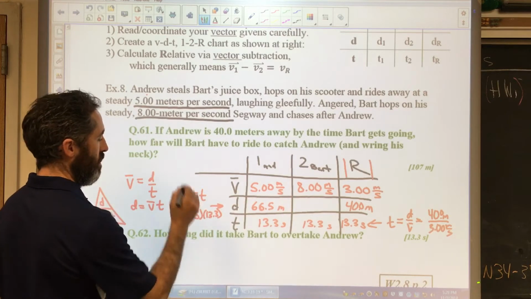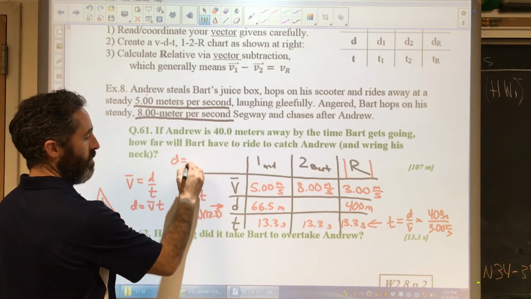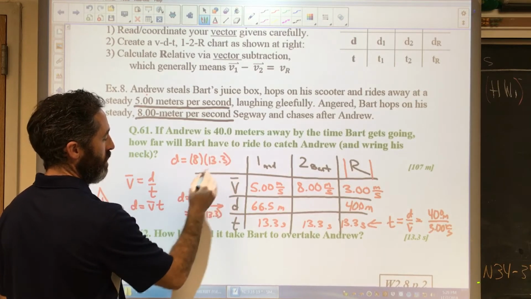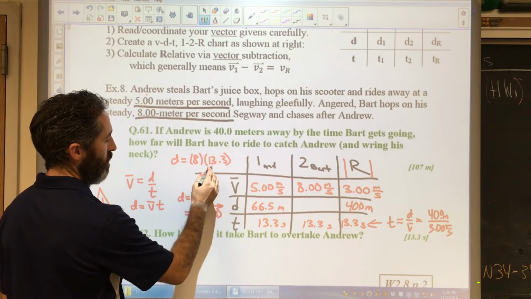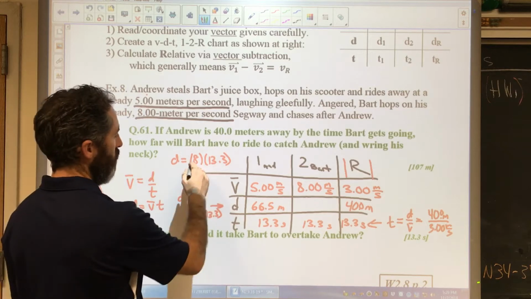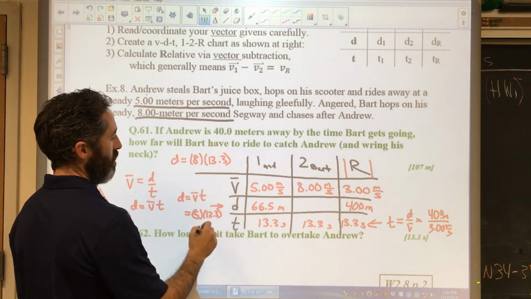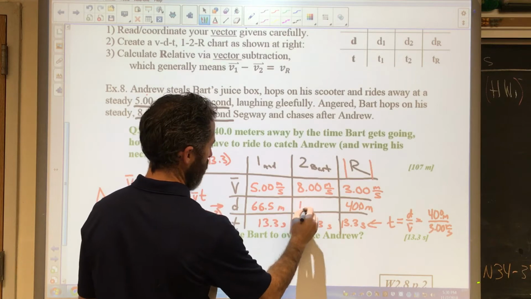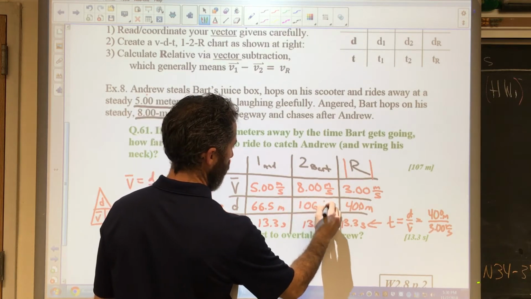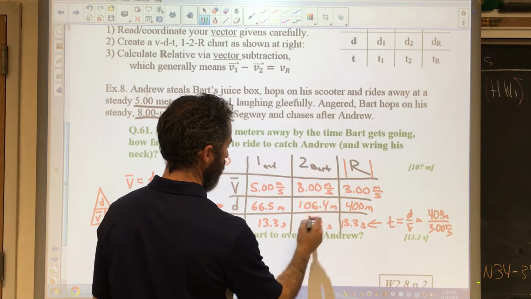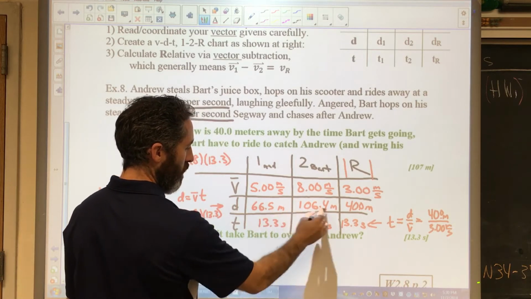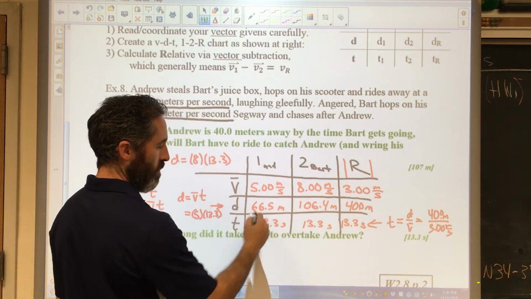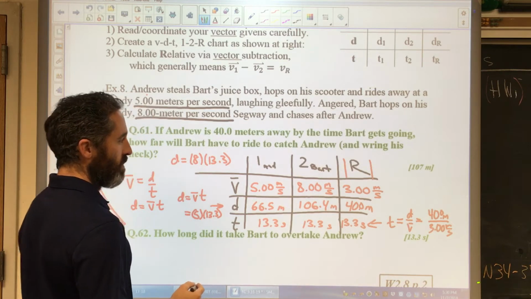And Bart, 8 times 13.3, so the 8 and the 13 is your 80, your 24, this is your 104, 2.4, so 106.4 meters. Okay, and it works out actually. You see here, we have a little bit of a rounding issue, but you see here, this is 40 meters between the two of them. So that all makes sense.